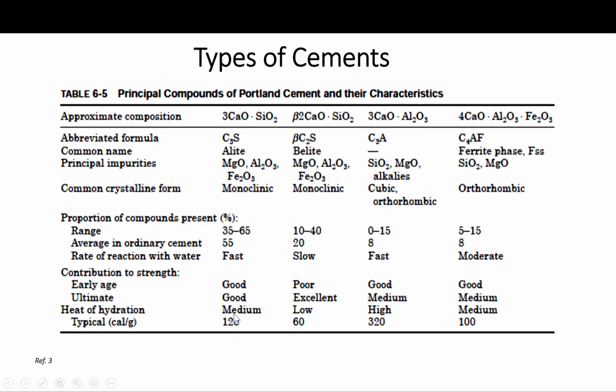The heat of hydration. Heat of hydration, medium for the C3S, low for the C2S, which is a good thing in certain types of cements. High for the C3A, medium for the C4AF. And this is the typical amount of heat, calories per gram of this material. You see the C3A is the highest, of course, followed by the C3S. C2S is very low, and that's why it's beneficial in certain cements.